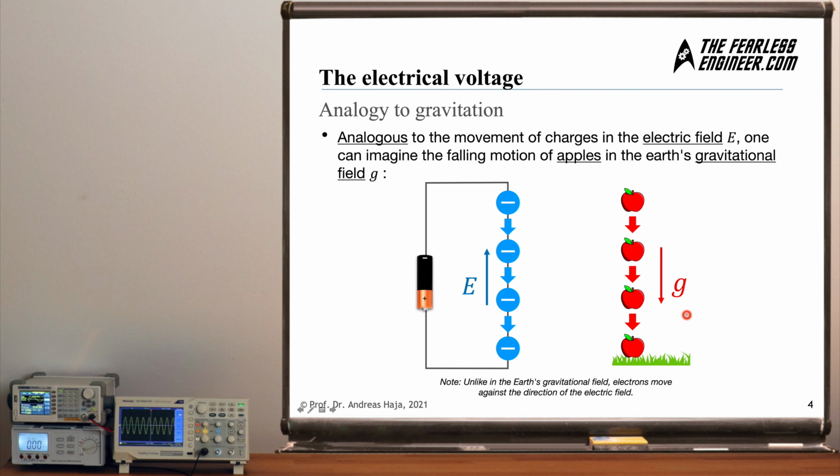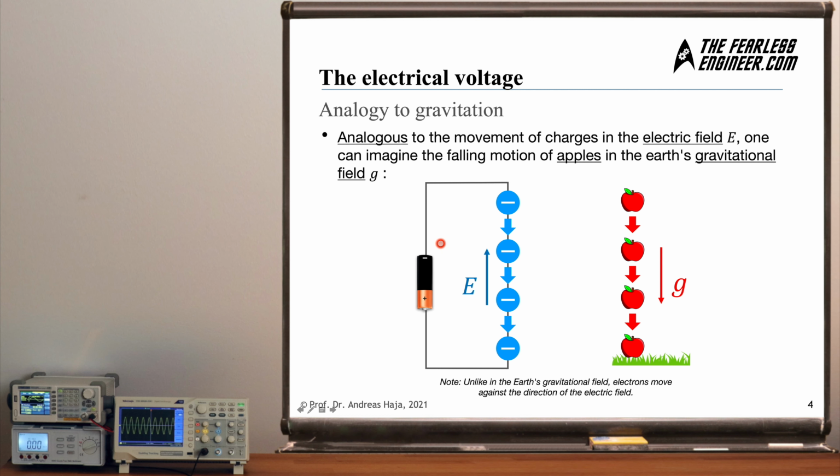And in the Earth's gravitational field we have an apple, and this apple is pulled towards the bottom by the gravitational field G, the G force, and this is a very, very easy to understand and also to compare example to the left here, where we look at the motion of electrons in a field. The only difference here is that the apples are moving into the direction of the field and the electrons in the example on the left are moving against the direction of the field.